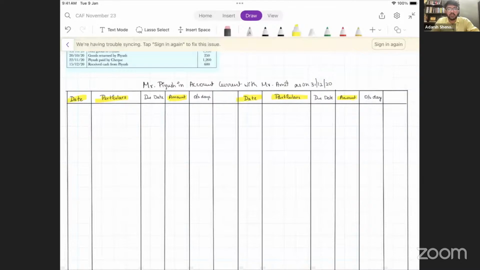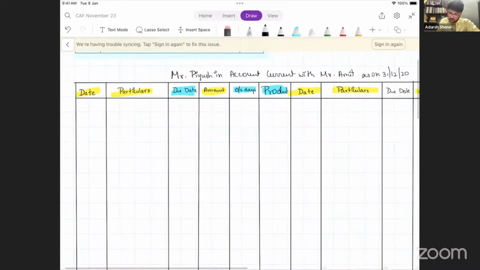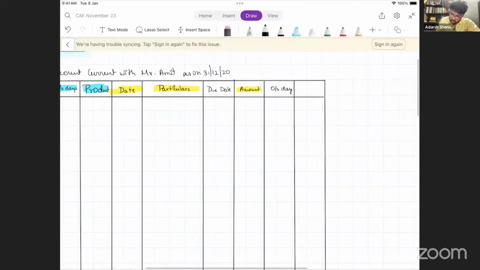So on both sides, we will have the ledger columns. It's like Piyush's account in the books of Amit. These three columns represent the ledger account. And then for interest calculations, account current is a statement wherein we calculate the interest. So we need three more columns. These are three extra columns that we make: due date, outstanding days, and one more which will depend on the method we are following. If it's the product method, here product will be written. In this question, they have said product method. Popularly, the product method is only asked in the exam. So we write product over here. Same thing on the other side also.